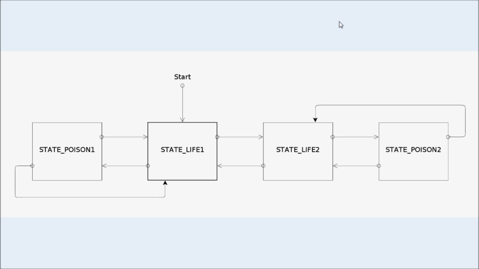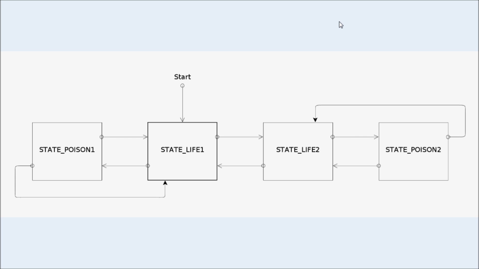Here's the diagram of what we're trying to build here. We can see we start at state life 1, so the up and down buttons will affect the life 1 value. Pressing right, follow the arrow to the right, takes us to state life 2. Pressing it right again takes us to state poison 2. Pressing it right again takes it back to state life 2.